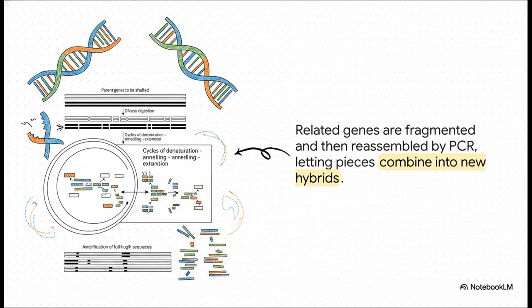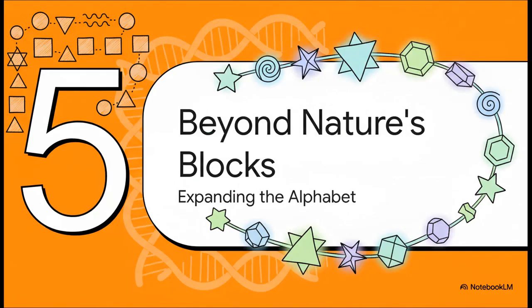So how do you actually do this? Well, you start with a set of related genes, maybe from a few different species. You use an enzyme to chop them all up into random fragments. Then, you throw all of those fragments together into a PCR machine. Now, because the original genes were related, the fragments have similar sections, and they start sticking to each other, acting like primers for one another. And the DNA polymerase just comes in and stitches them all back together, creating full-length genes that are now completely new, shuffled-up hybrids.